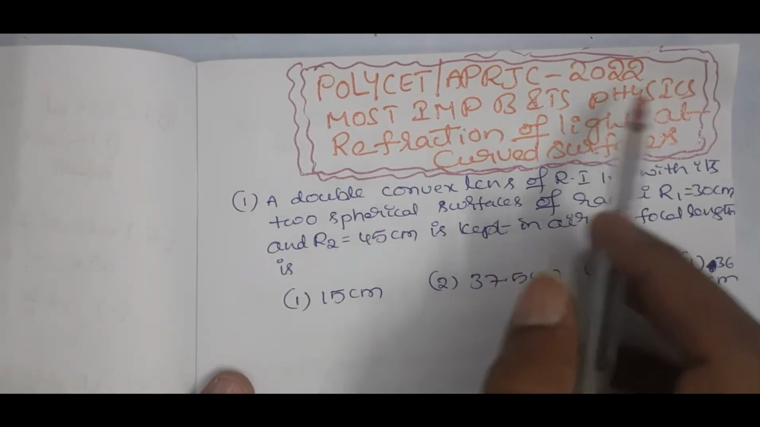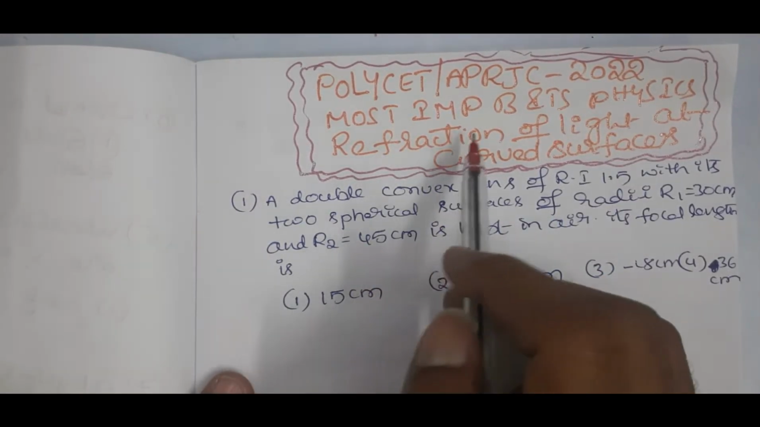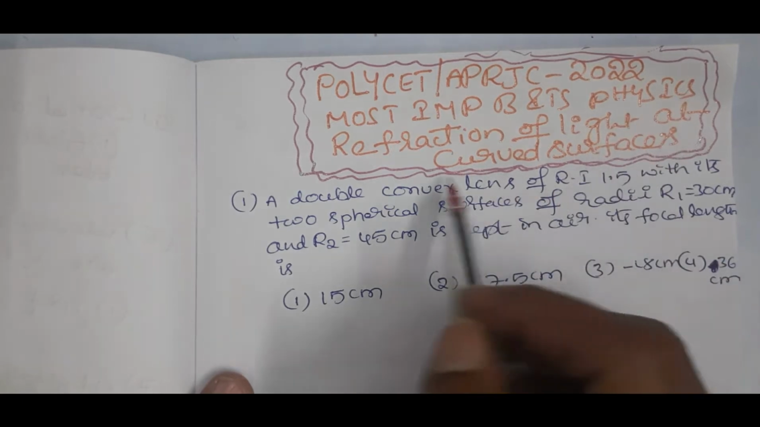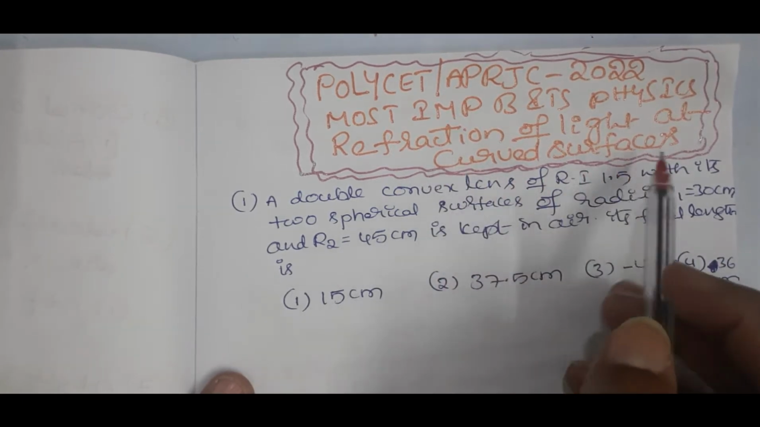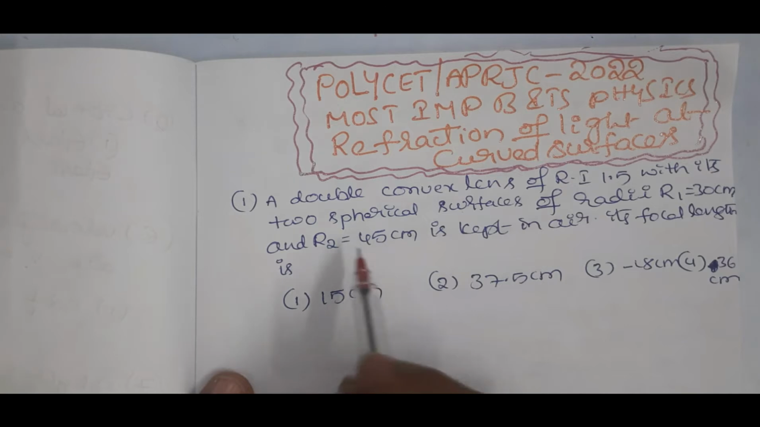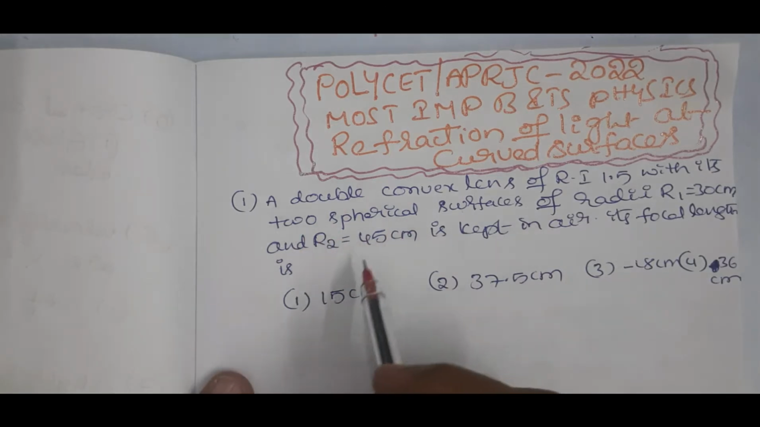Polycet April 2022, most important bits, physics. The chapter is refraction of light at curved surfaces. Previous examination model questions are the most important for students to practice.